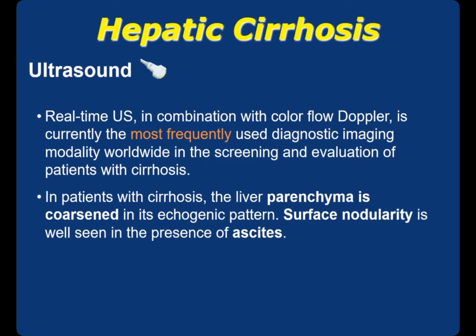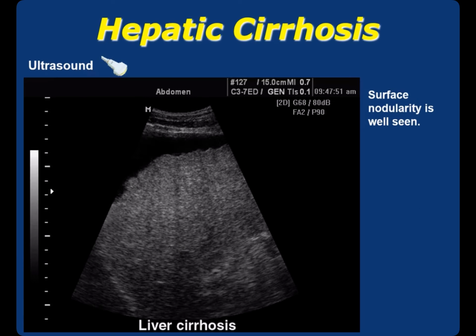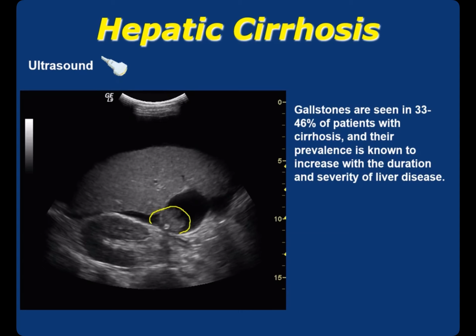Ultrasound is the most frequently used diagnostic imaging modality. In patients with cirrhosis, the liver parenchyma is coarsened in its echogenic pattern, and surface nodularity is well seen in the presence of ascites. Here we can see the surface nodularity in ultrasound images, and sometimes we also can see gallstones in 33 to 46% of patients with cirrhosis.